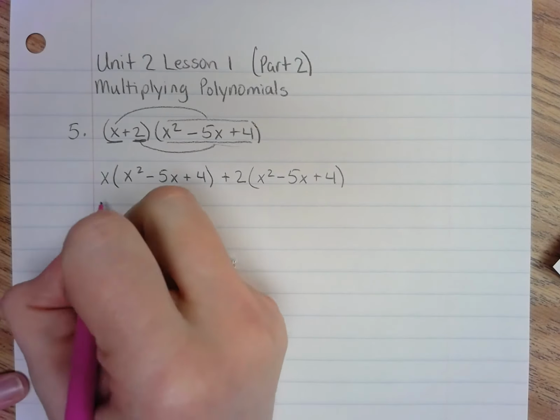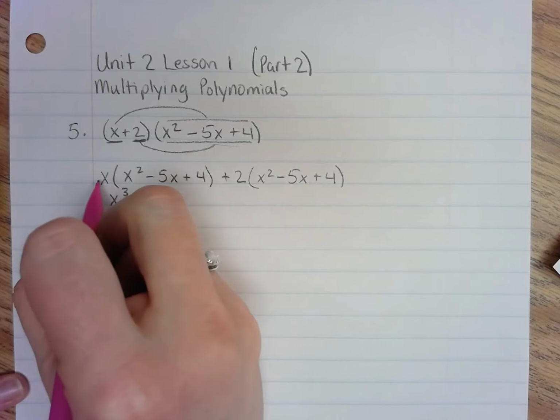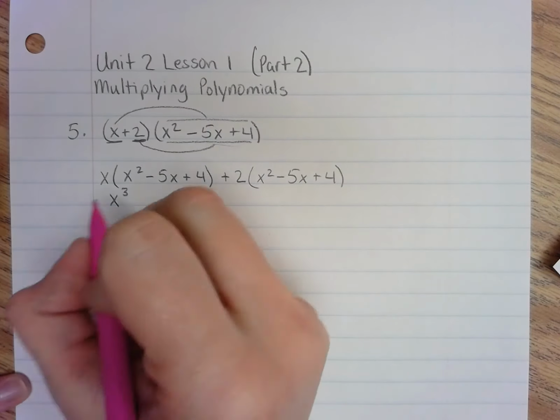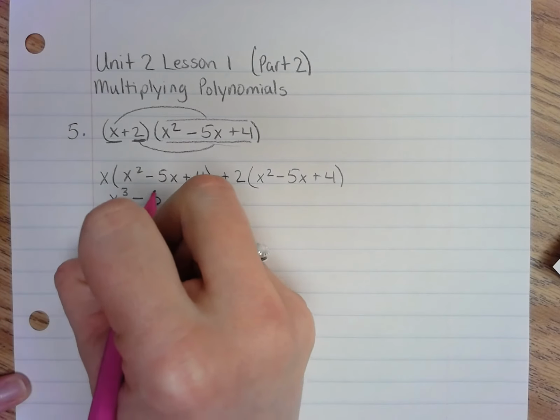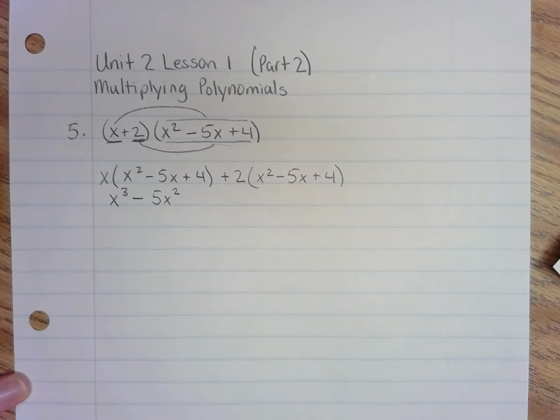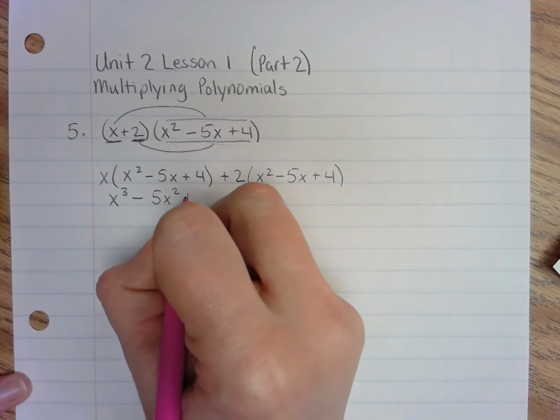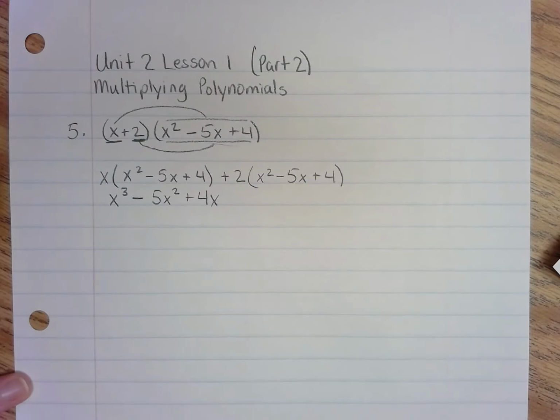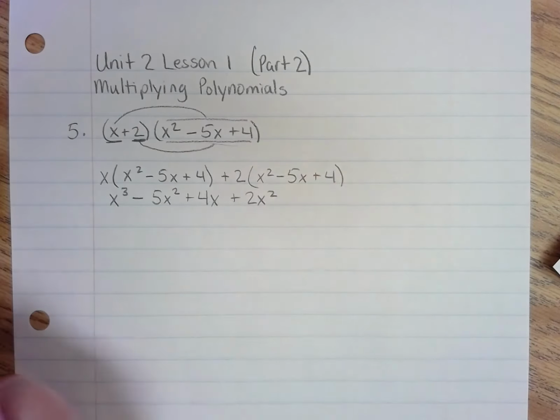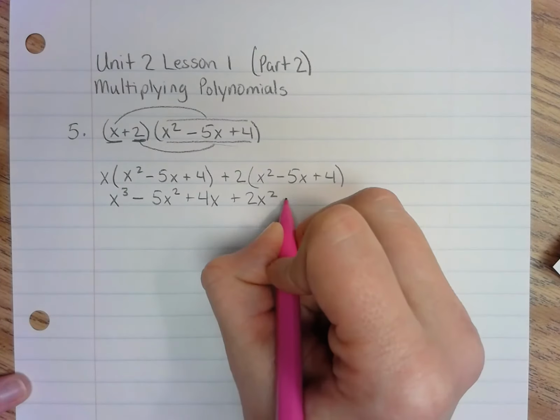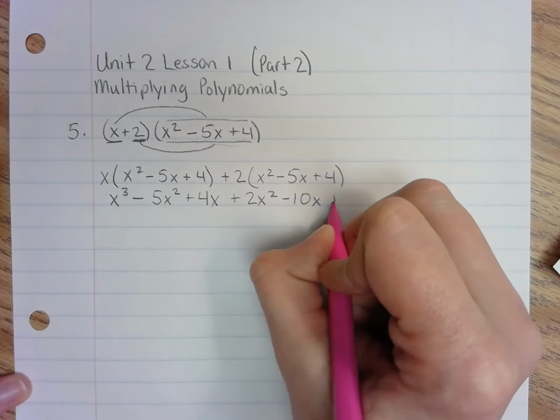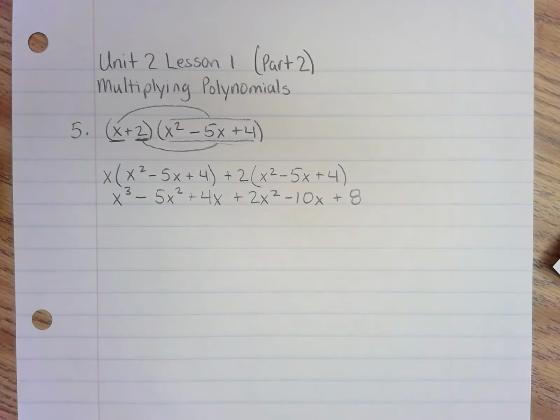So x times x squared is x cubed. We're adding 1 plus 2, adding those exponents gives us x cubed, minus 5x squared, because x times 5x is 5x squared. x times 4 is 4x. 2 times x squared is 2x squared. 2 times negative 5x is negative 10x. And 2 times 4 is 8.